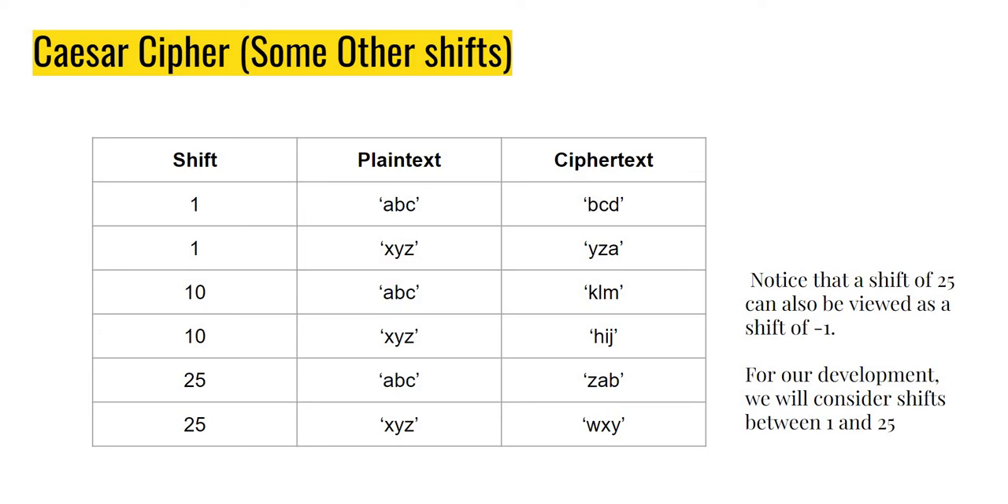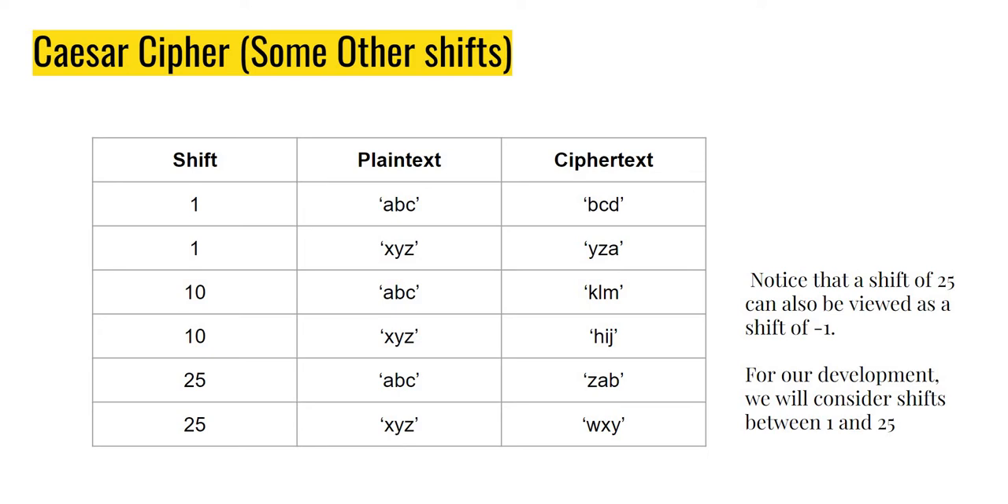Number two, notice that when I do a shift of 25, it can also be viewed as a shift of -1. And what do I mean by that? Let's look at this one. So I do X, Y, Z. If I shifted by 25, and you can work this out, you will get W, X, Y. So it's also equivalent to saying that I shifted each of these by -1. So instead of moving forward, I in fact came backwards.